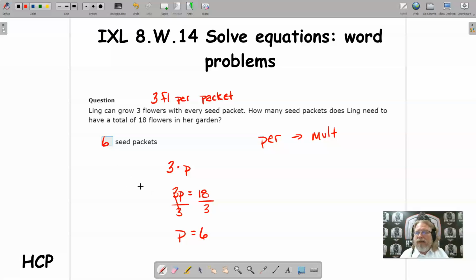And we could look at this and think through the problem. Does that make sense? In order to have 18 flowers, if we had one packet, that would be 3 flowers. 2 packets would give us 6. 3 packets would give us 9. 4 packets would give us 12. 5 packets would give us 15. And 6 packets, indeed, would give us 18 flowers. So it does seem to make sense. And always checking to see if your answers make sense in a word problem is usually a pretty good idea.